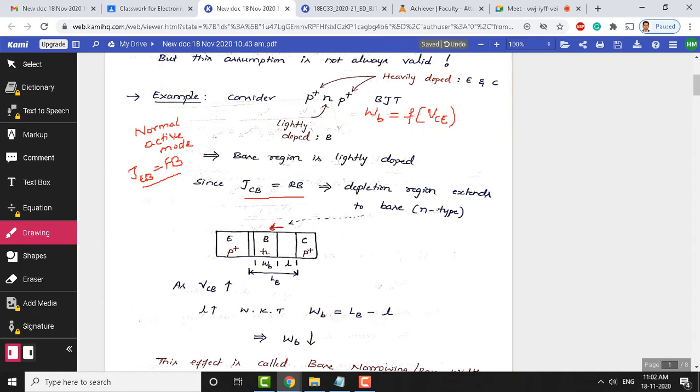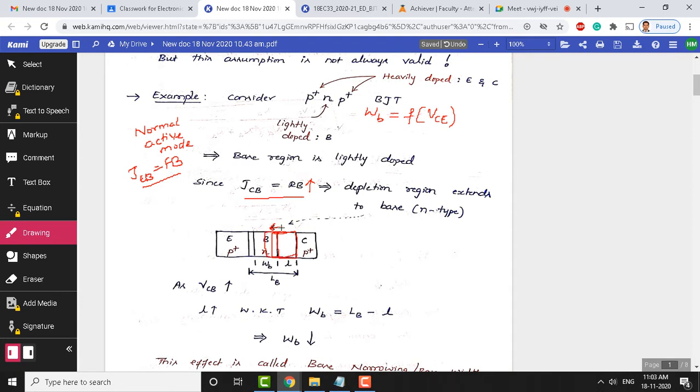That means you may end up with a situation like this: the complete base region will be occupied by the depletion region here, as and when the reverse voltage across the collector base junction keeps increasing. So this depletion region, what you are seeing here, slowly will try to occupy the base region. For some reverse voltage it has occupied this much, and if you increase further it may occupy something like this, and if you increase further it may occupy something like this.